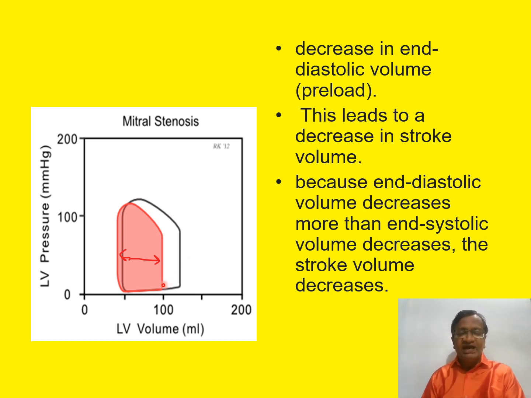Preload is decreased, end diastolic volume. This leads to a decrease in stroke volume. There is no blood, decrease in stroke volume. Because the end diastolic volume decreases more than the end systolic volume, the stroke volume also decreases. So the width is a little less. That is, the stroke volume is less. And the curve is slightly pushed to the left. So this is what happens in mitral stenosis. If you know the curve, yes, you can play with cardiac physiology.